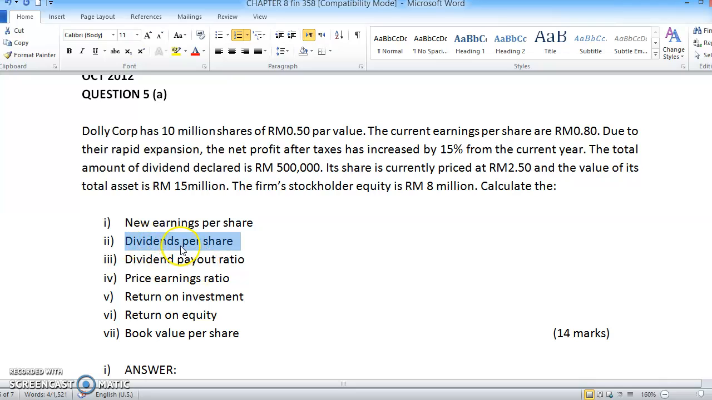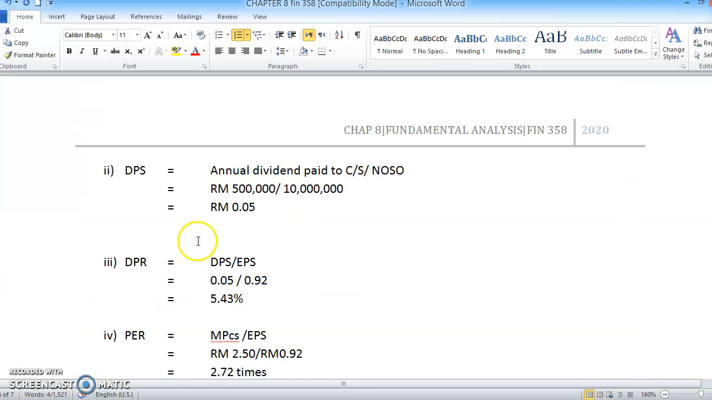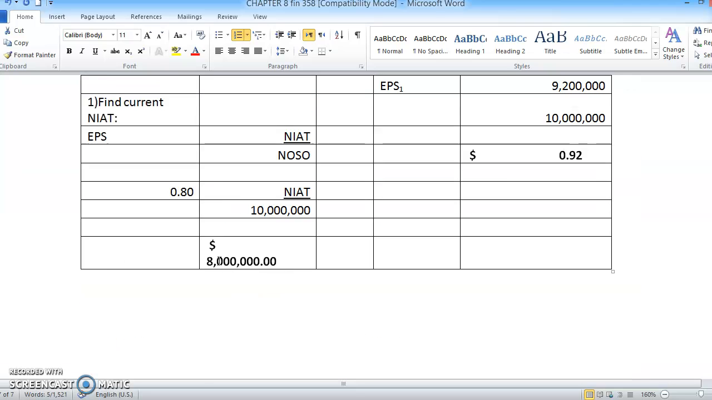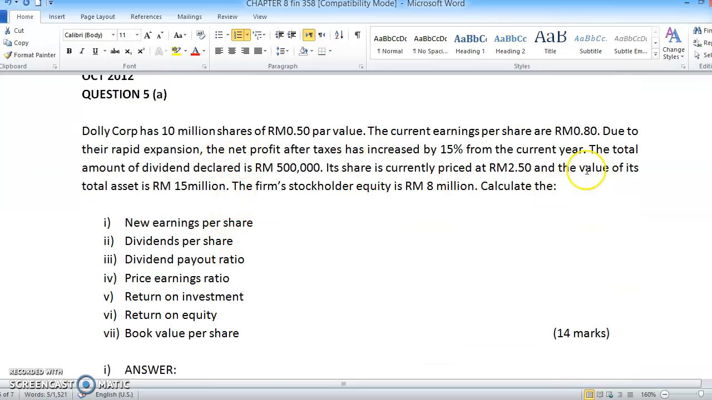So, macam mana kita nak kira dividend per share? Right? So, for dividend per share or DPS, the formula is annual dividend paid to the common stockholders divided by number of the common stock outstanding or NOSO, number of stock outstanding. So, what is the dividend paid? The total annual dividend paid to the common stockholders. So take a look at the question again. It mentioned over here the total amount of dividend declared is RM500,000. So we are going to divide it by NOSO, which is this one, 10 million.